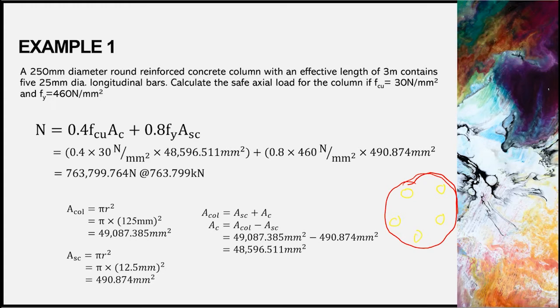Okay, calculate the safe axial load for the column if FCU is 30 Newton per mm square and Fy is 460. And then we have to use the formula. Okay, the formula, I noticed that I made a typo in my first part video. So I have corrected it when I uploaded it to you, I checked again and then corrected it. But whatever I spoke during that video, I said 0.75. But I have corrected it in the video, I put 0.8. Okay, but here I have used 0.8 for our calculation.